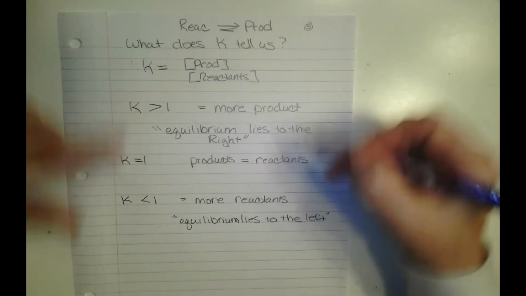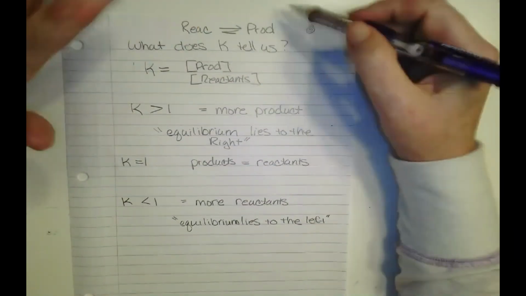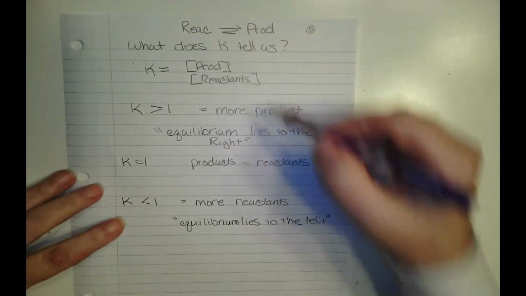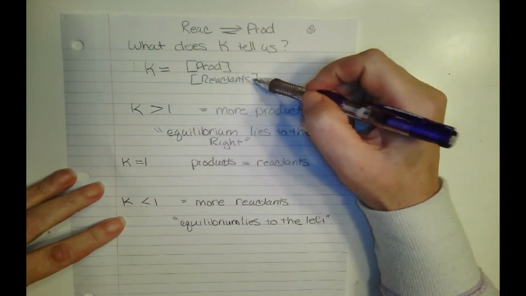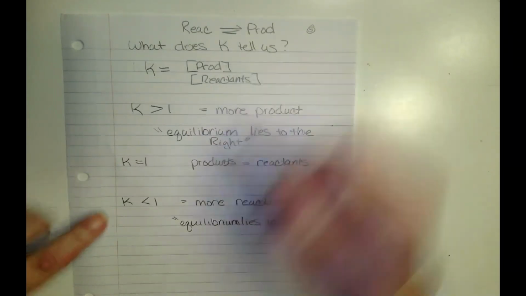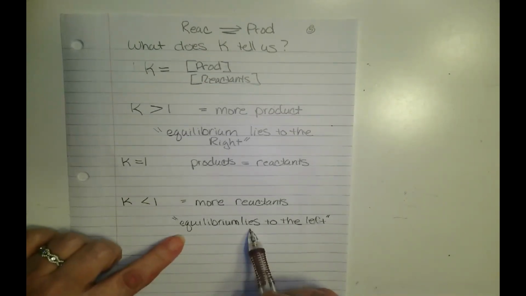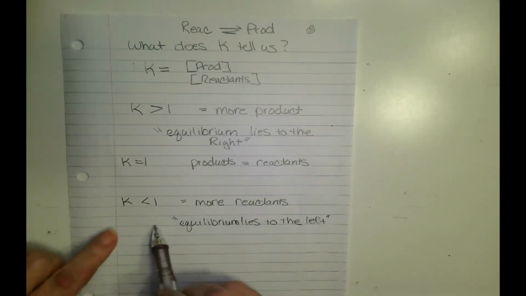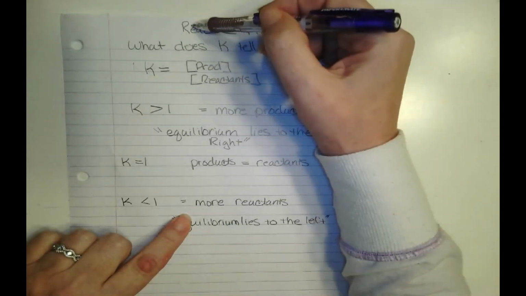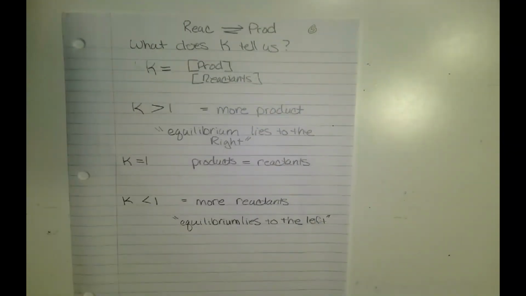If K equals 1, they're equal, and my equilibrium is equal. And if I have more reactants, so I have a bigger number on the bottom, my K will be less than 1. And that means my equilibrium lies to the left because I have more reactants. So we say the equilibrium lies to the left.